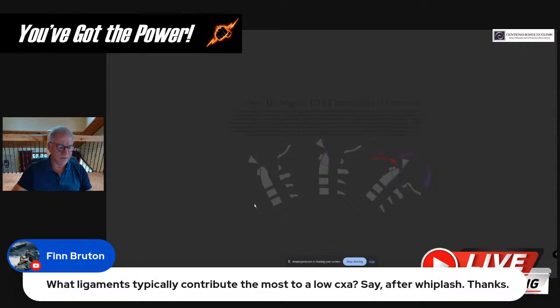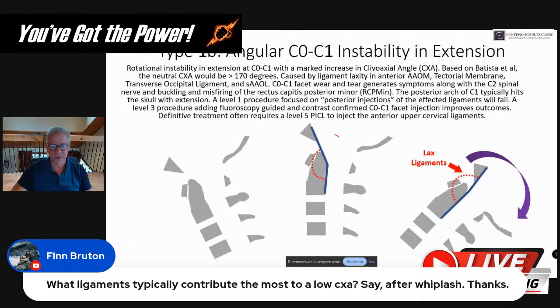Okay, so if you think about a low CXA, a low CXA means we're going to go this way, and this is the CXA, clivoaxial angle, that's going to collapse, meaning it's going to go less than, let's say, 125. Now, you can pick that number at 120, 125, 130, but it's going to go low. Now, there's a couple things that would allow that, right? One of those things that would be pretty important is actually highlighted here, and that is the tectorial membrane. So we'd have to be able to get that. The only way we can get that is through the front and a PICL procedure.